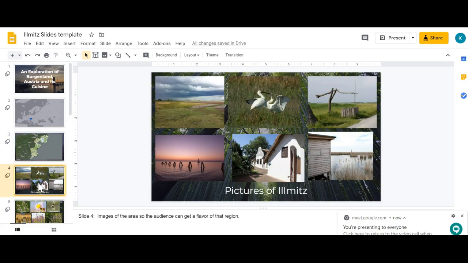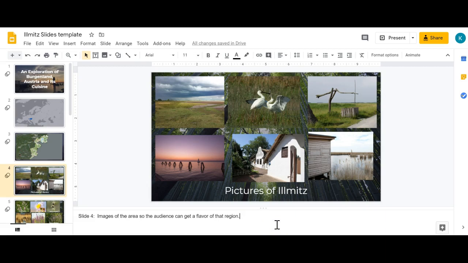For the next several slides, I'd like you to explore the natural environment that your region exemplifies. And so I'd like to have your fourth slide be images, preferably 6 images, so that the audience can get a sense of what that region even looks like. And again, just as a reminder, I'm telling you exactly what I'm expecting of those slides in that notes section. And so it should represent pretty much all aspects, or as many aspects of that region as possible.